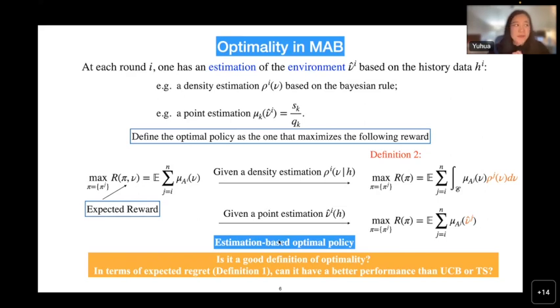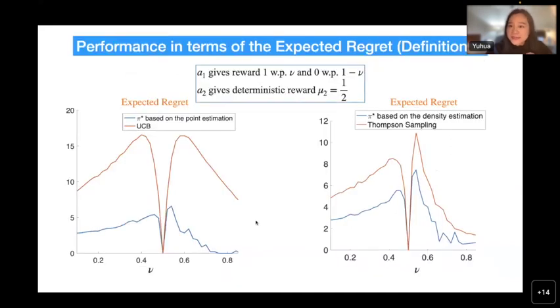In other words, the optimal policy coming from this optimization problem, will it have a better performance than UCB and Thompson sampling, even if we are measuring the performance in definition 1? The answer is yes.